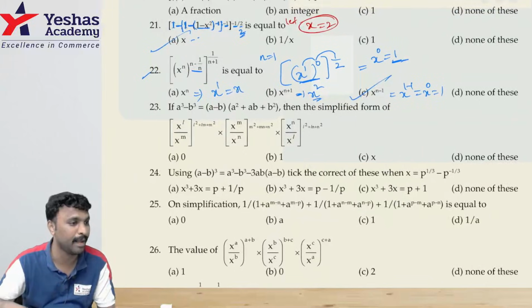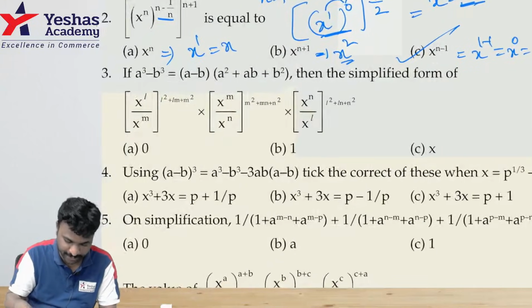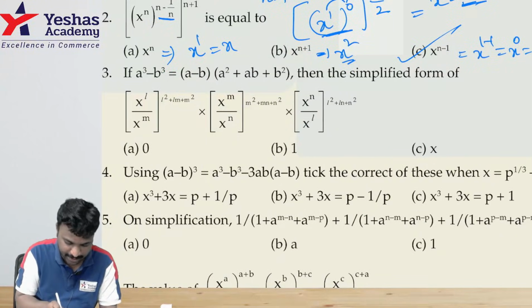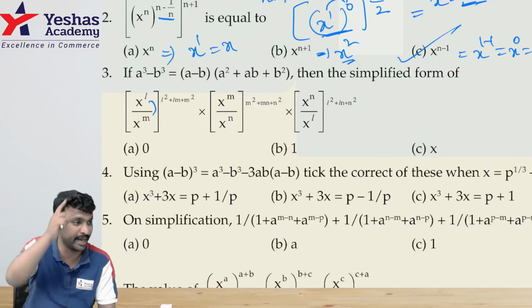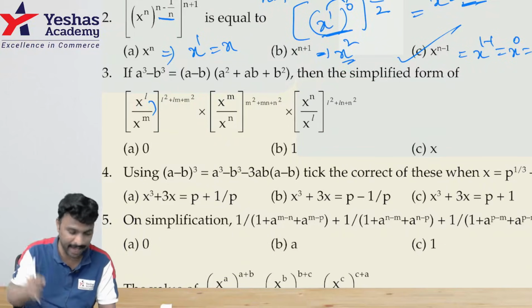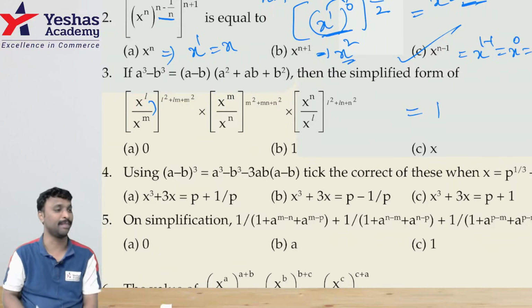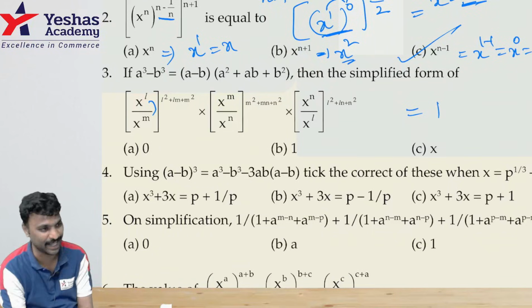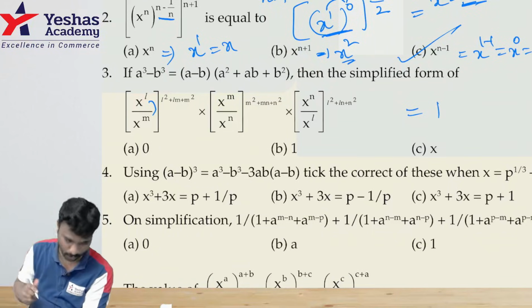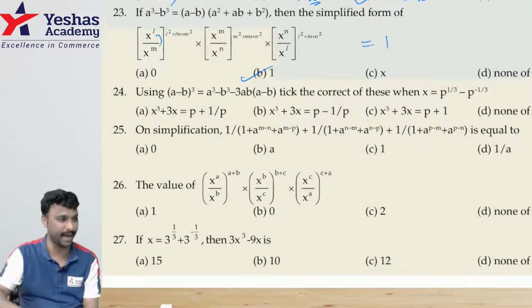You understood? Right. 23rd question, guys, if you can see, the powers are in cyclic order: L, M, M, N, N, L. The answer for this question is 1 because the result of the power becomes 0. So something power 0 is 1. So option B is the right answer.